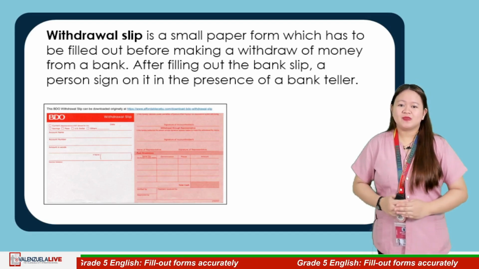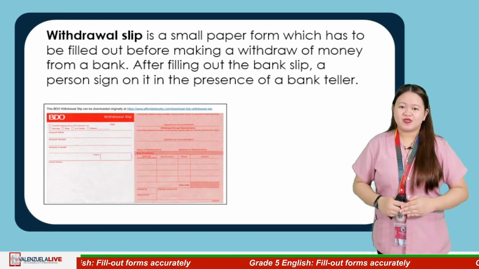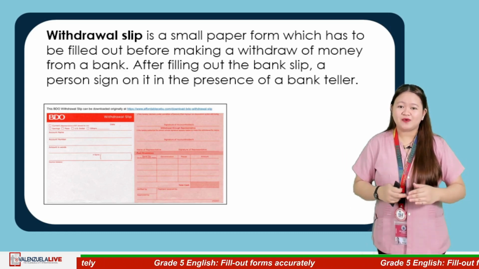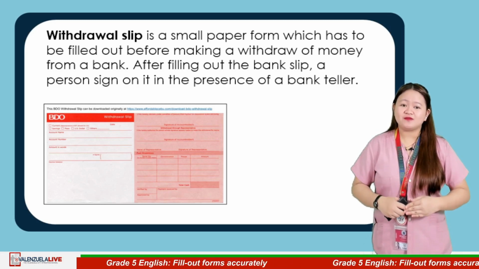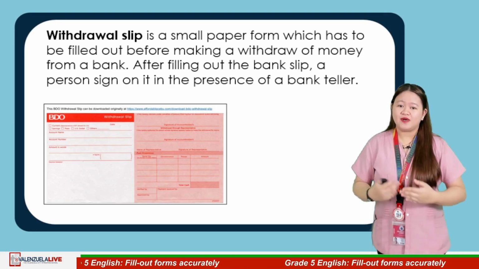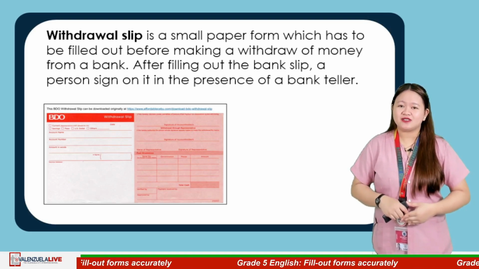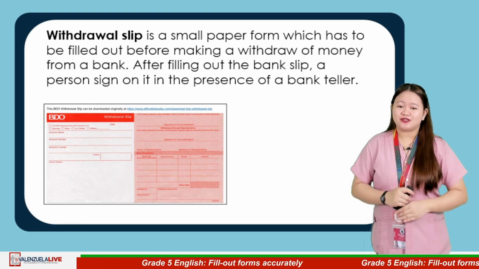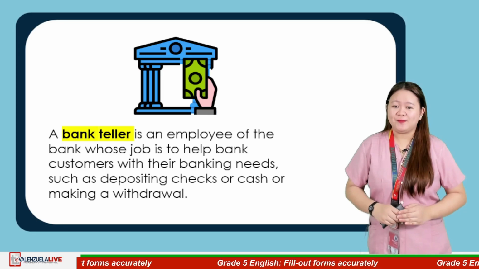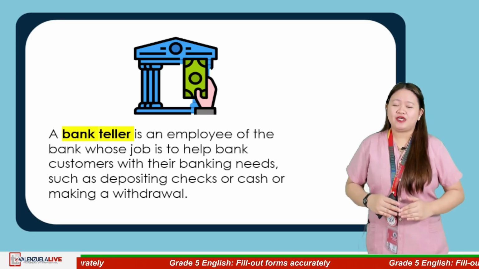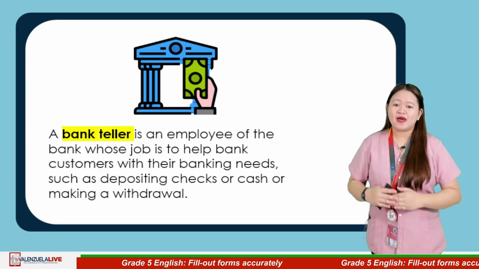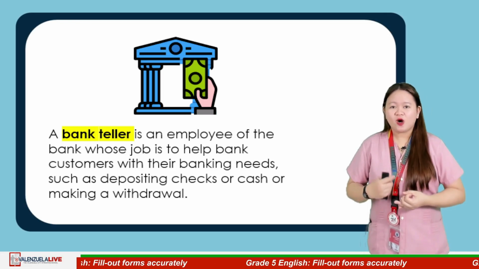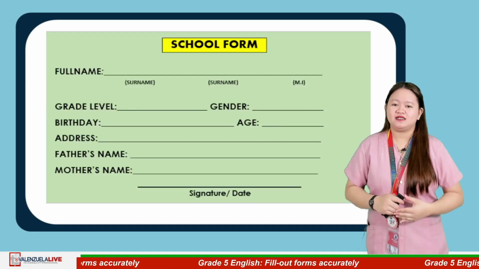Okay, next. We have the withdrawal slip. So what is a withdrawal slip? A withdrawal slip is a small paper form which has to be filled out before making a withdrawal of money from a bank. After filling out the withdrawal slip, a person signs on it in the presence of a bank teller. So what is a bank teller? A bank teller is an employee of the bank whose job is to help bank customers with their banking needs, such as depositing checks or cash or making a withdrawal.